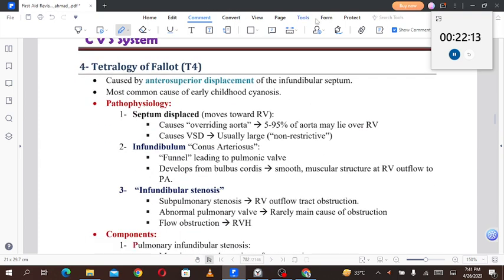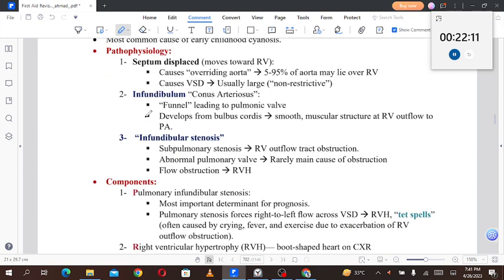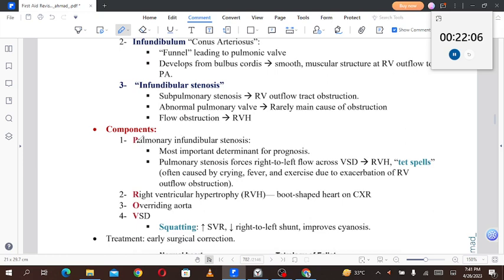What is tetralogy of Fallot? It is a very important condition. There are four things which you must never forget about this. The components are pulmonary infundibular stenosis, right ventricular hypertrophy, overriding aorta, and VSD. We will come back to them.